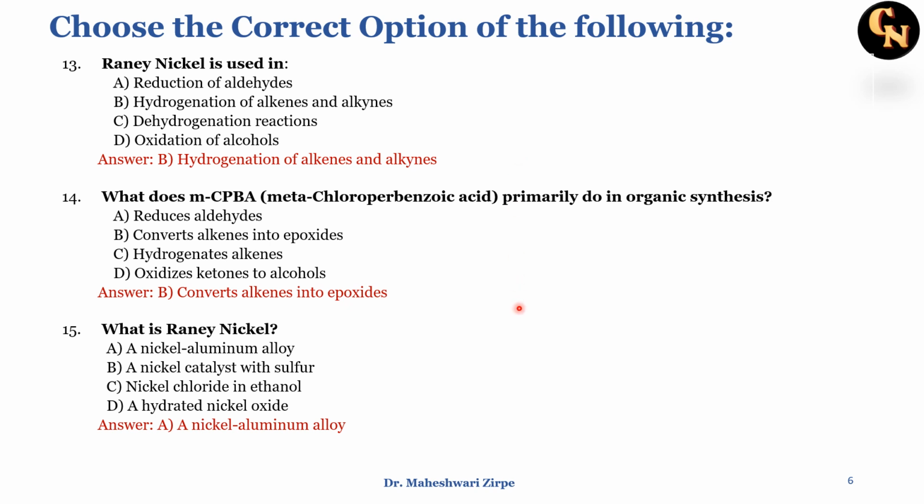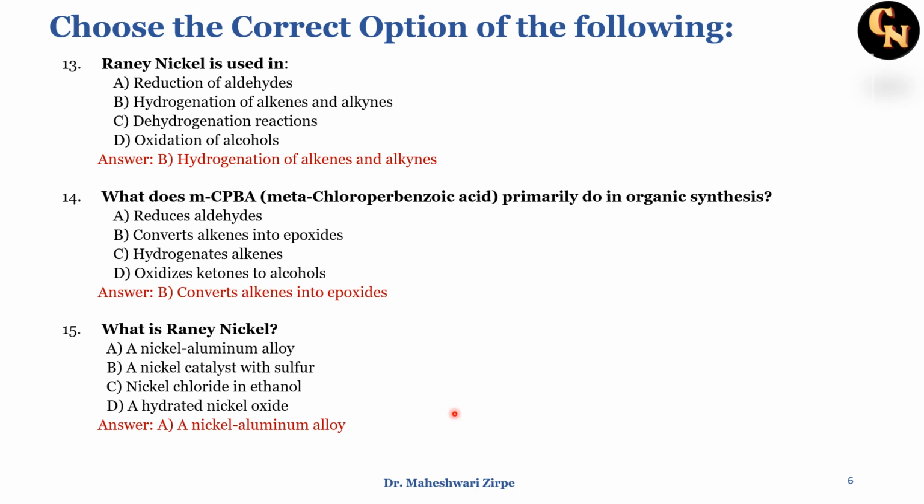Now the next one is, what does metachloroperbenzoic acid primarily do in organic synthesis? Basically we have already seen this question. Epoxidation takes place, where alkenes are converted into epoxides. The correct option is B.